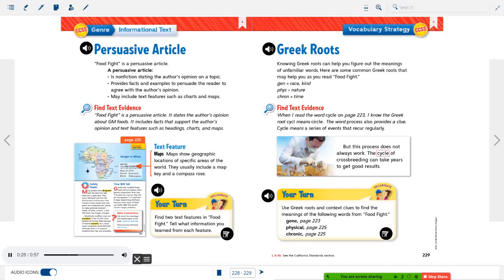Find text evidence. When I read the word cycle on page 223, I know the Greek root CYCL means circle. The word process also provides a clue. Cycle means a series of events that recur regularly. But this process does not always work. The cycle of crossbreeding can take years to get good results.